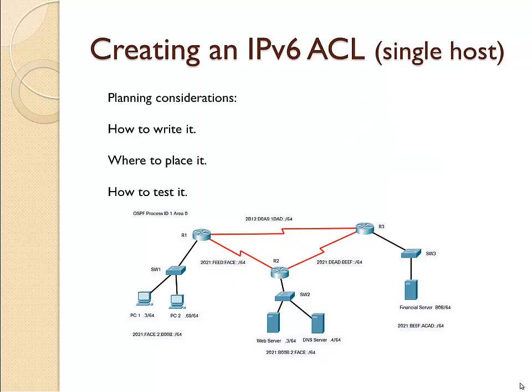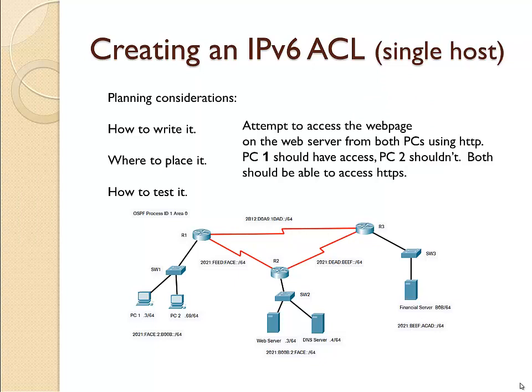How to test it? Well, you attempt to access the web page on the web server from both the PCs using HTTP. PC1 should have access, PC2 should not. Both should be able to access via HTTPS. And when we do this, we'll go into Packet Tracer and view this.